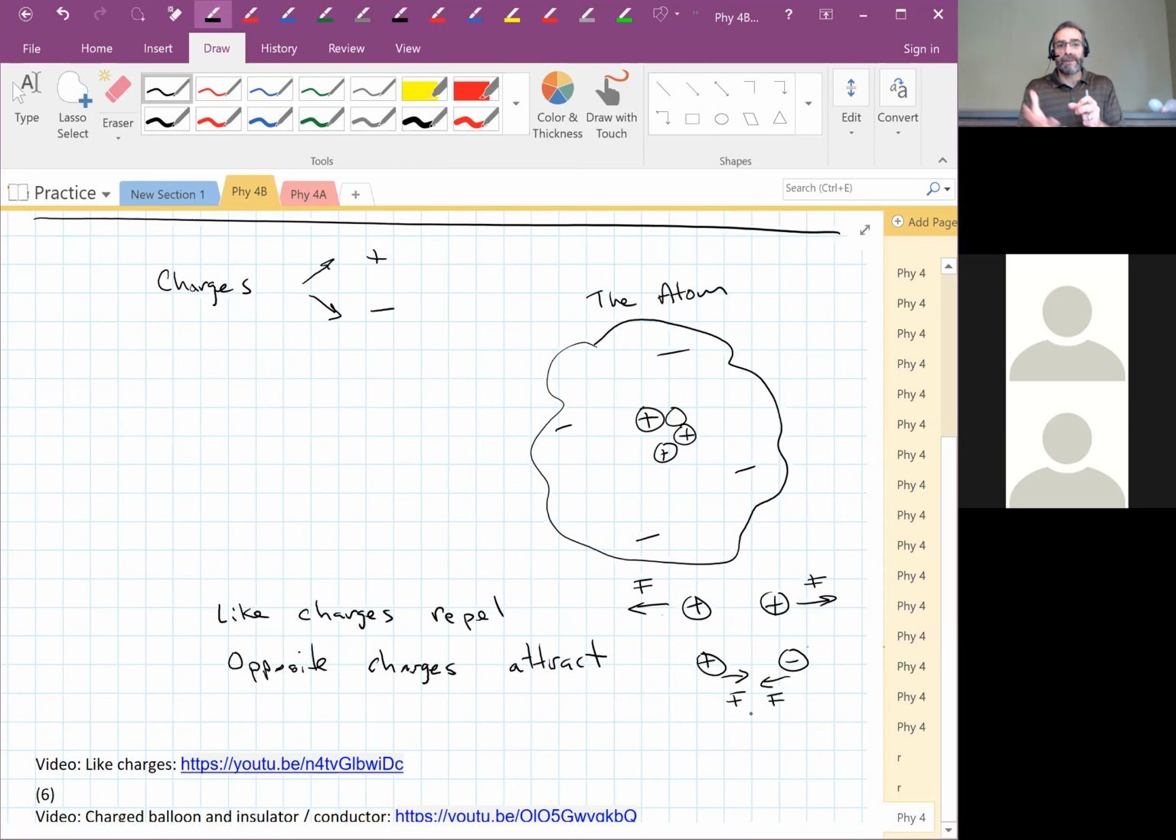But that cloud of electrons that is around the outside of the nucleus, that can change. We can pluck an electron off of that cloud, and it can become positively charged because there's less electrons, or we can add an extra electron and it becomes negatively charged because there's more electrons than protons. Okay.